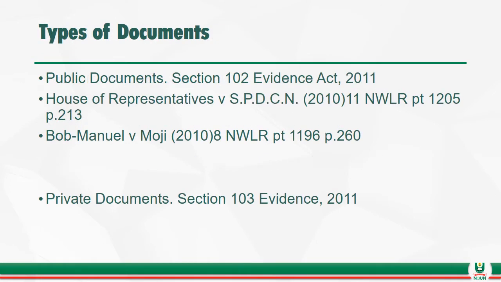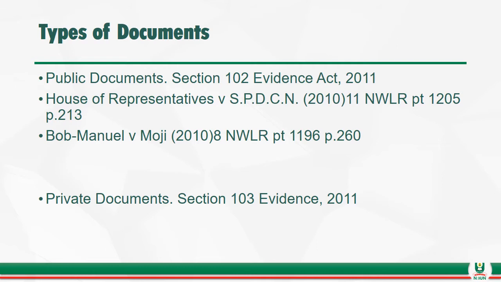Let's look at types of documents. You have public documents. You have private documents. What is the definition of public document according to the Evidence Act? According to section 102 of the Evidence Act, a public document means this. It says the following documents are public documents.